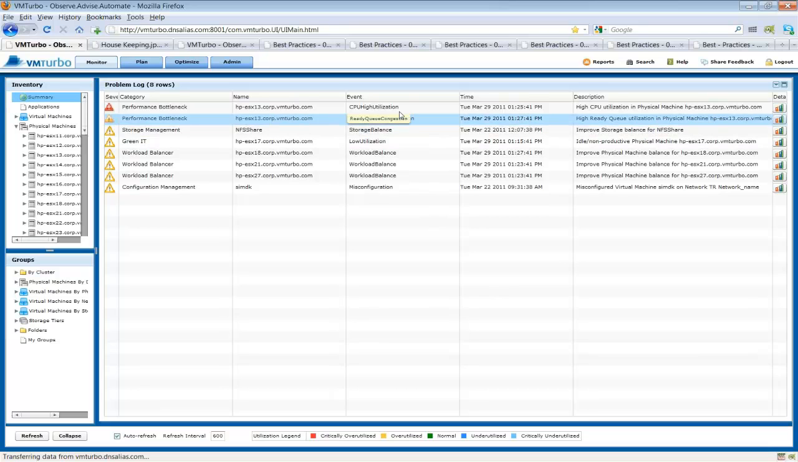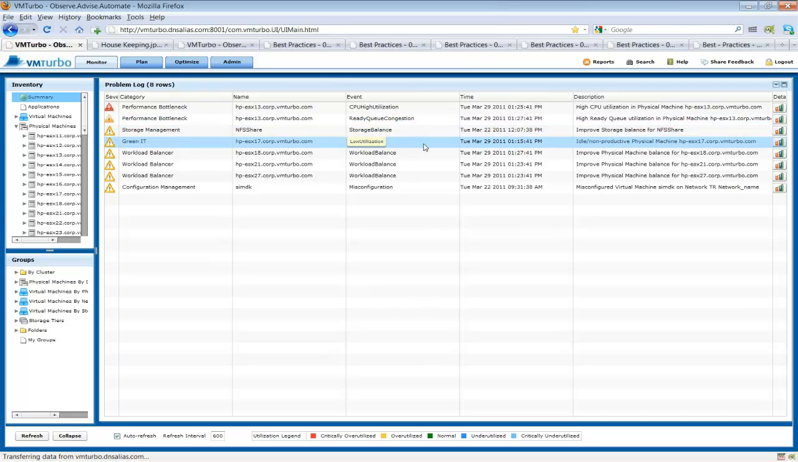Notice that the issues span a broad spectrum of environmental conditions that we would like to change. There's a high CPU utilization that I mentioned just a moment ago. There's a ready queue congestion. There's a storage balance issue. There's an underutilized server, and there are various load balancing issues.